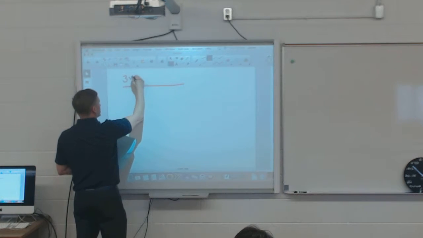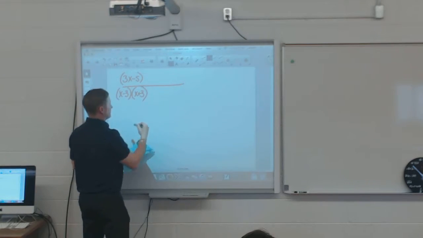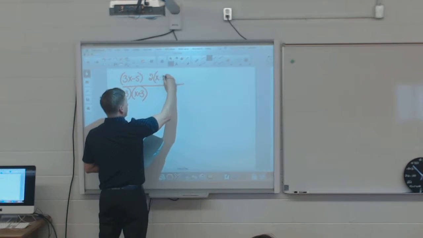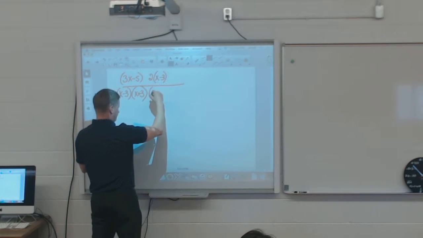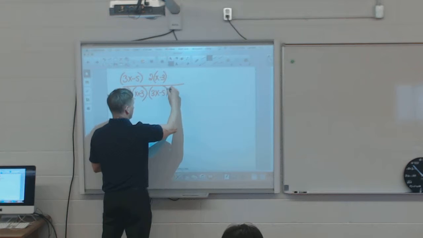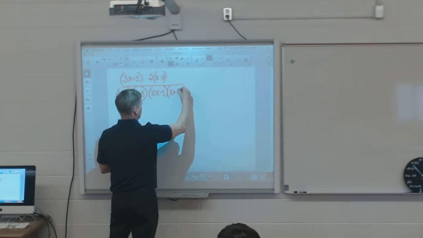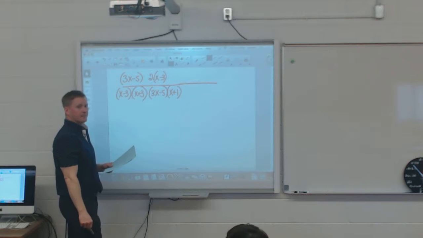So on top I have 3x minus 5. On the bottom I have x minus 3, x plus 3. The next fraction, I'm going to take a 2 out, so I have x minus 3. And on the bottom I'm going to factor it, and it's going to give me 3x minus 5 and x plus 1. Any questions so far?